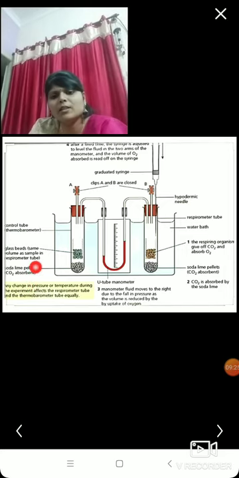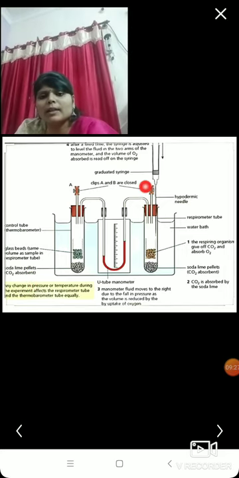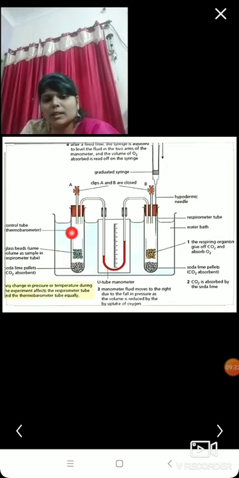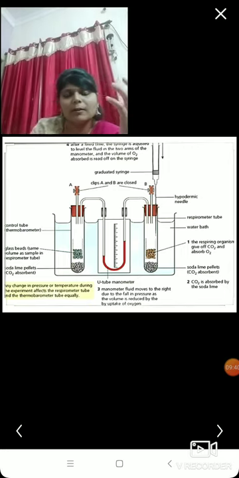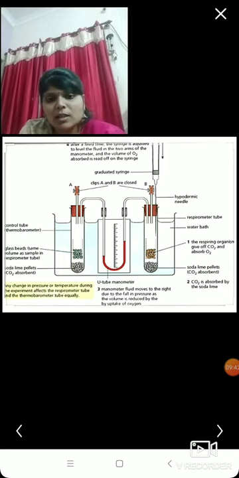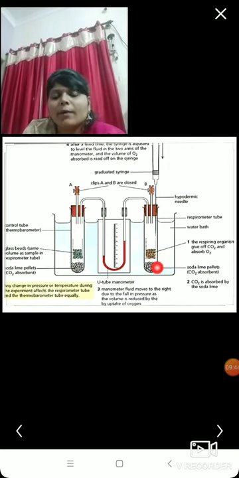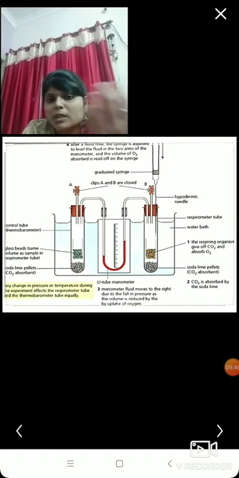I have given it here because, see here, the two outlets are closed. This is the one outlet which is connecting both the systems here. See, the one which has the seeds, organisms which are respiring, and the other one has glass beads, nothing but non-living substances. Here is a living substance, and here is the soda lime, which is going to absorb the carbon dioxide which has been released by the living system.